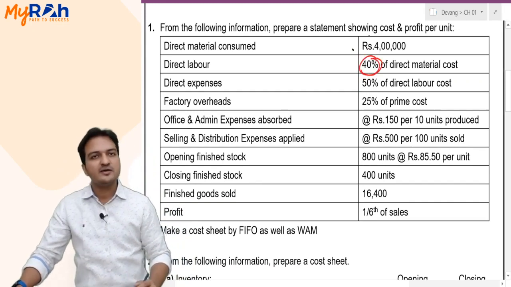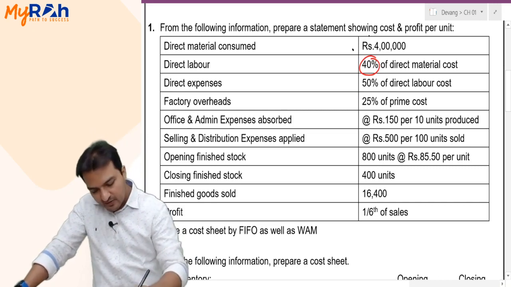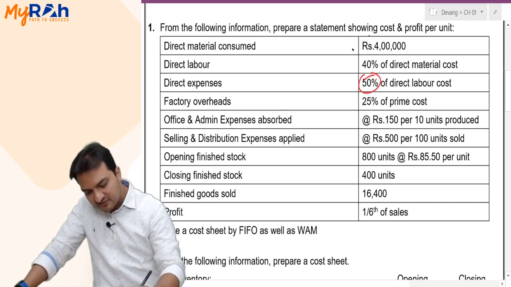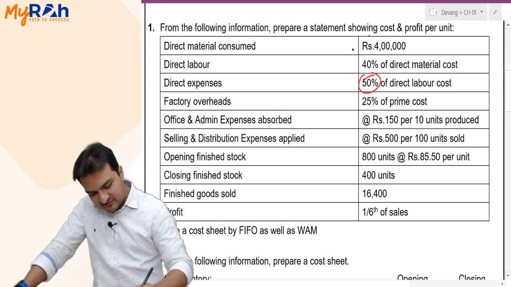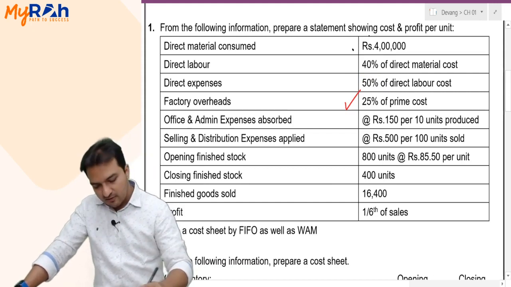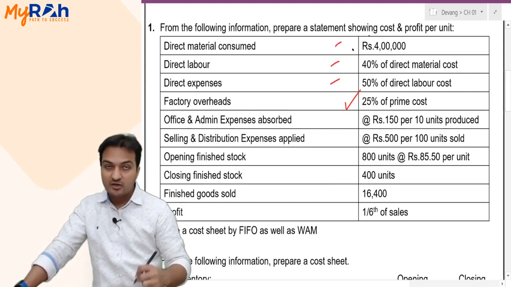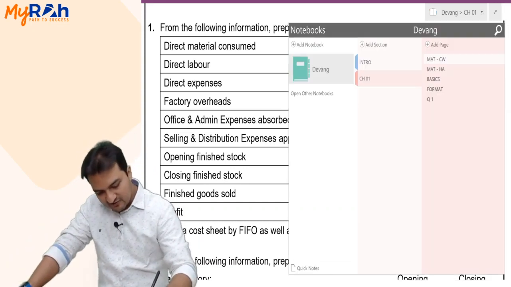So labor is 40% of the material. If material is 4 lakhs, 40% of that, 1,60,000, becomes the labor. Direct expenses is 50% of the labor, so 50% of labor will be put as direct expenses. Factory overheads is 25% of the prime cost. Look, material, labor and expenses will give me prime cost. 25% of that will be put as the factory overheads. Anyways, we'll start off with that.